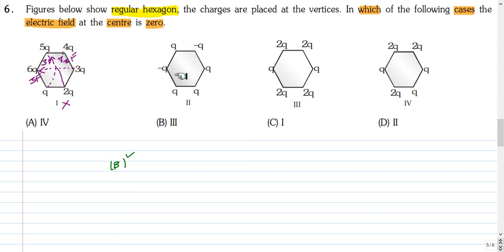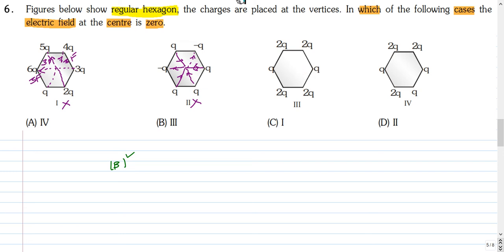In the second case, the force due to these three charges will be in this direction, so they will cancel, but for these three, these two will attract and this will repel, so this net force is not 0, so 2 is also not a correct option.